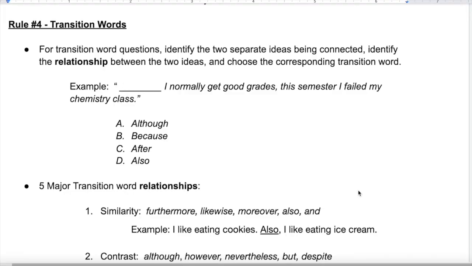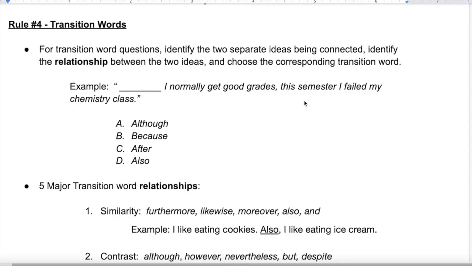I normally get good grades. This semester I failed my chemistry class. Ooh, okay. So here are the two ideas being connected. Let me make this really, really clear. The first idea is I normally get good grades. Then the next idea is this semester I failed my chemistry class.